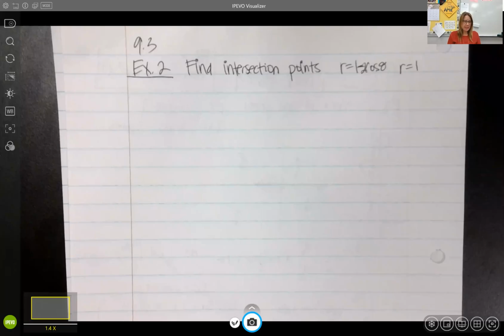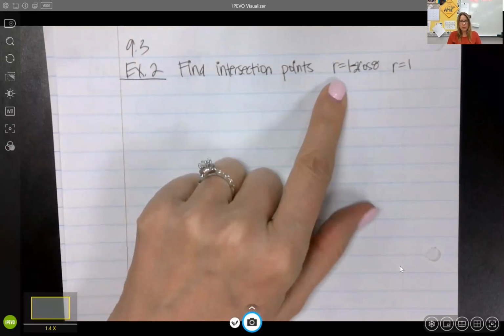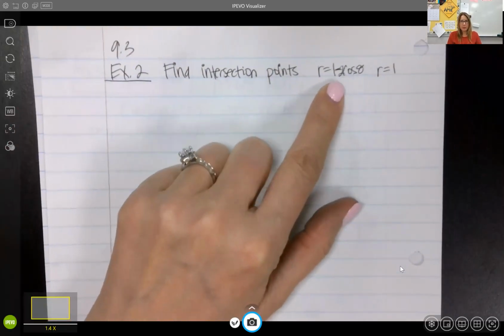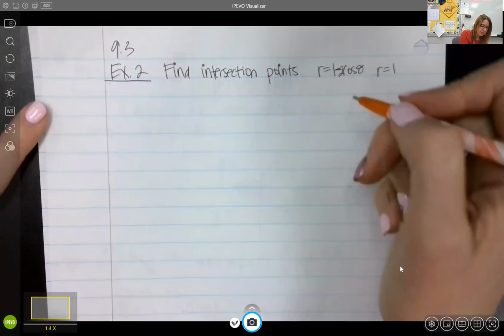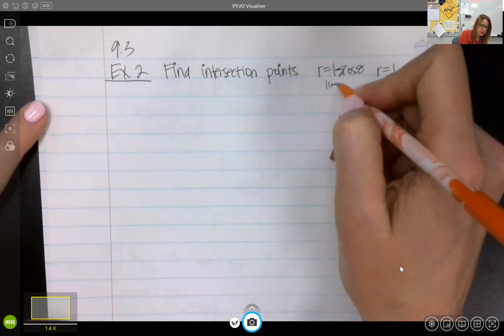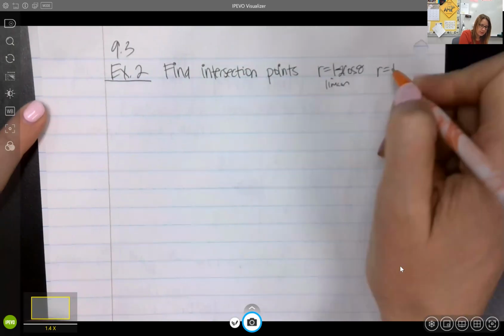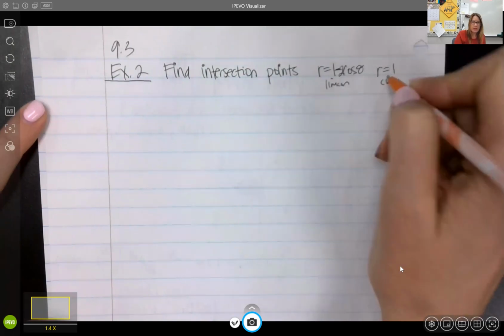Okay, we're back for more. We're going to do some more polar area. This time we are going to do example 2. This one says find the intersection points between r equals 1 minus 2 cosine of theta and r equals 1. So this is a limaçon and this is a circle with a radius of 1.